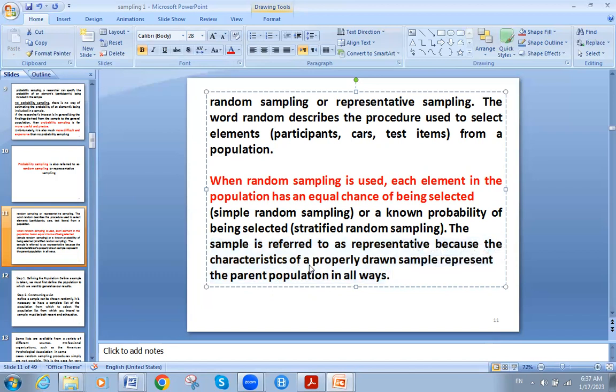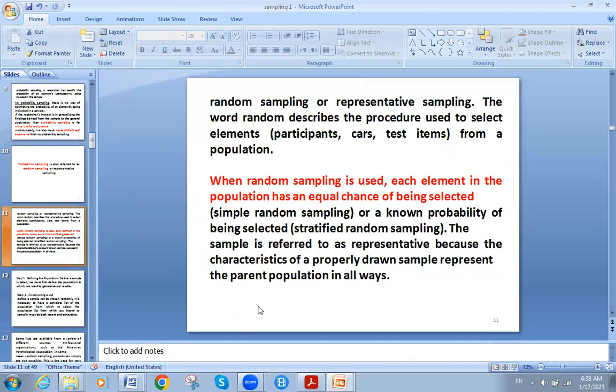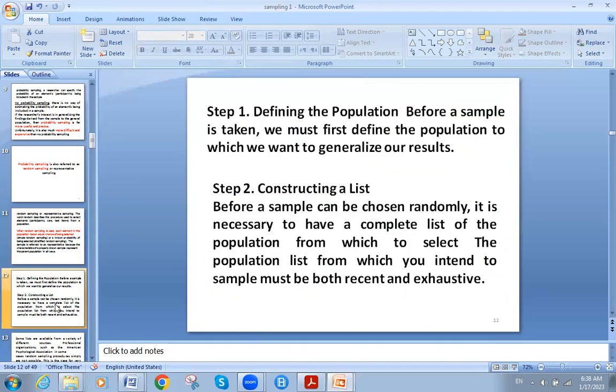So we know now we have probability and non-probability sampling. We know that the one which is accurate is probability sampling. Why? Because it gives the same, equal chances for all the sampling units to be chosen. That's why we call it random sampling. Now, let us go to how we can draw the sample.